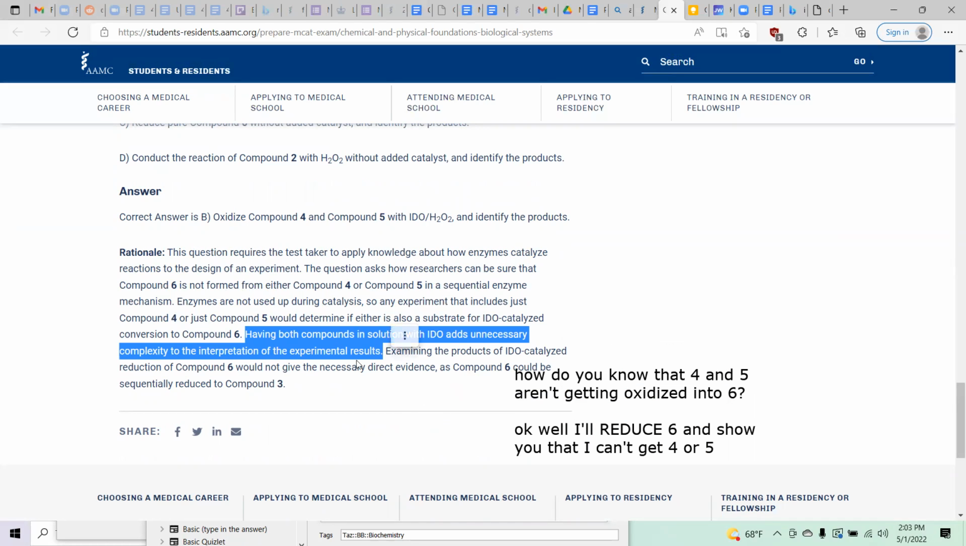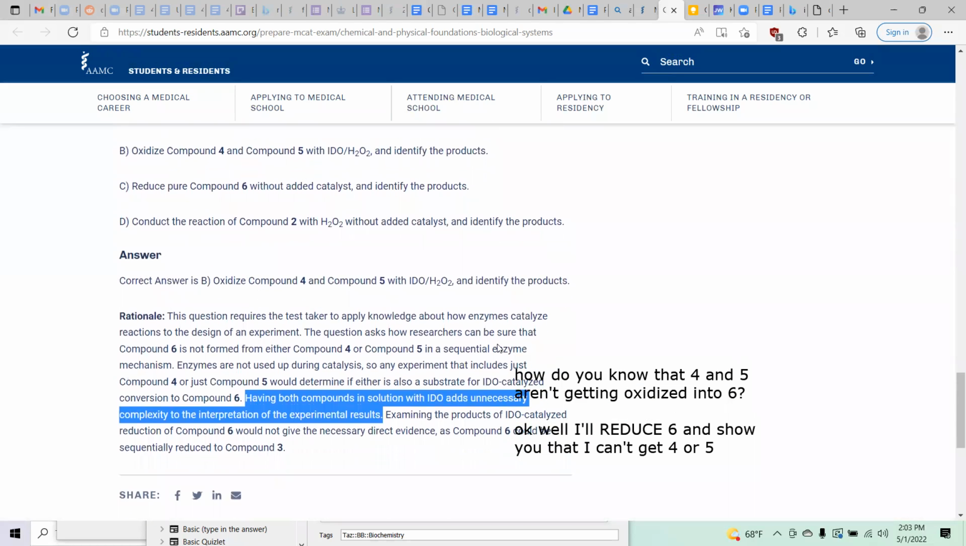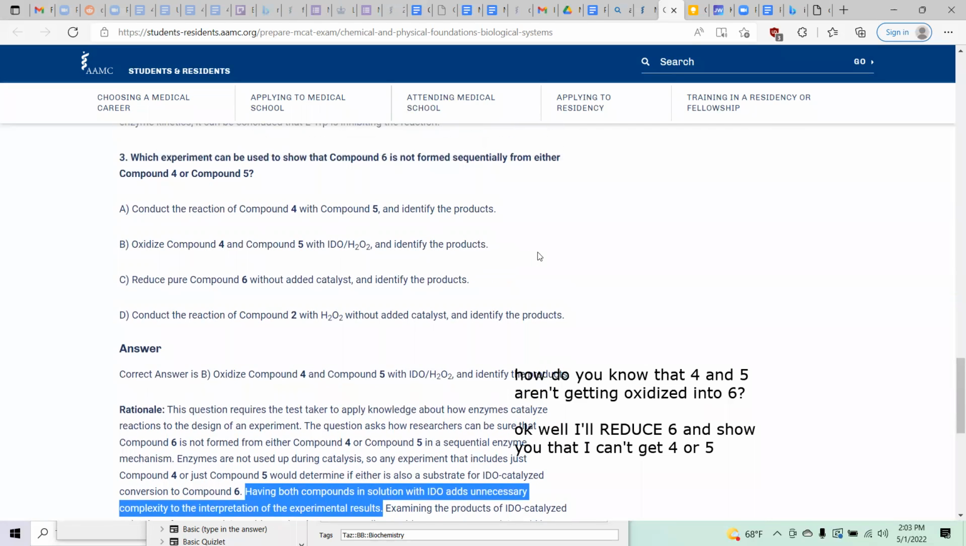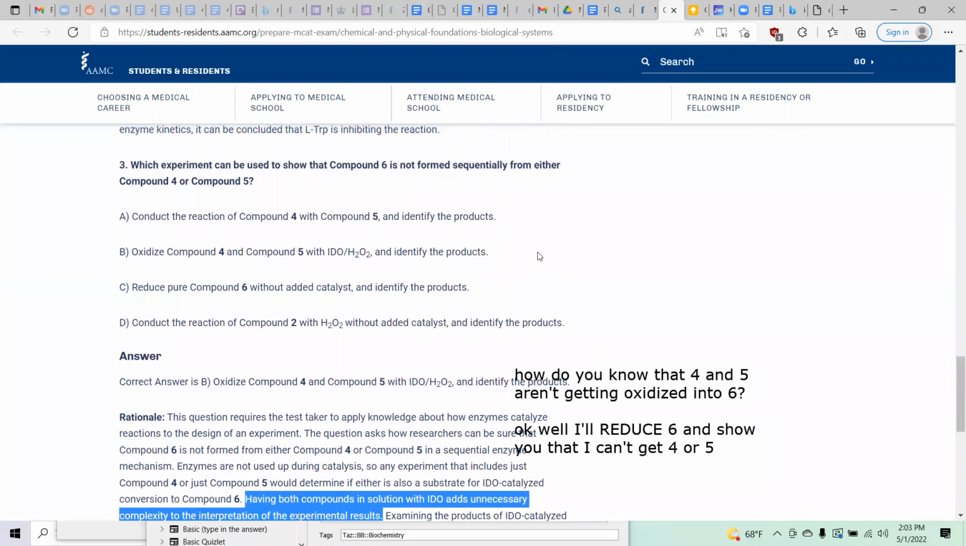Good, how you did that for number 3. You went back to the question and you drew on the keyword sequentially from either compound 4 or 5, and that's how you deduced that it would be B. I feel like my brain would not think to jump to that, you know?